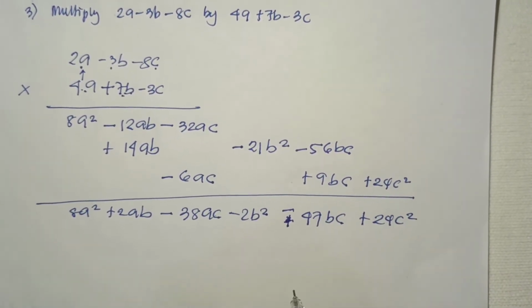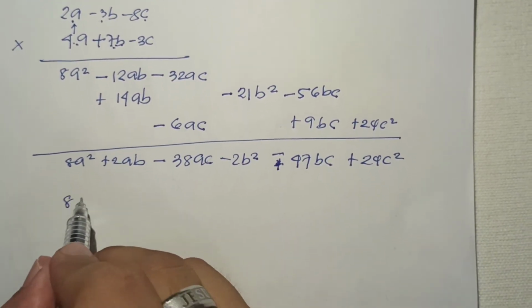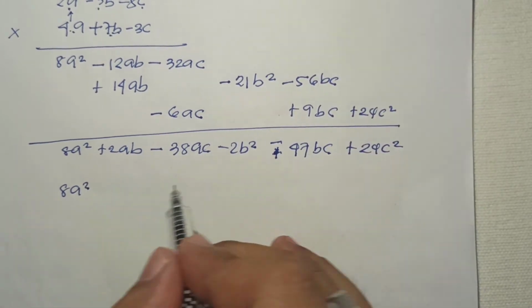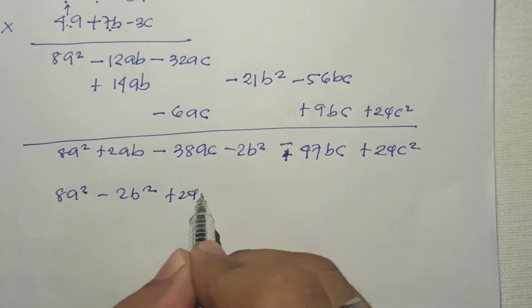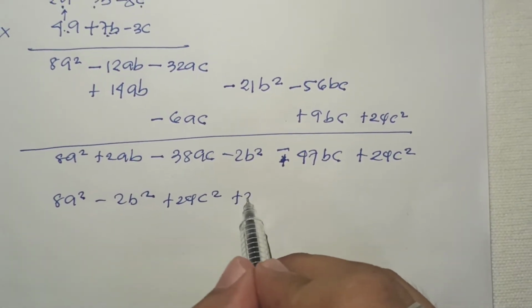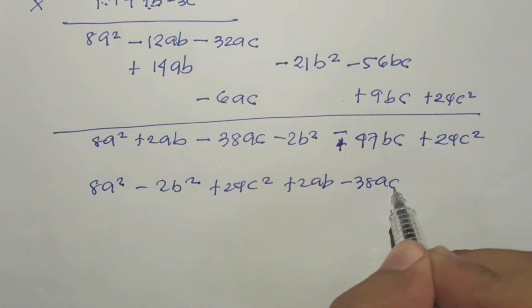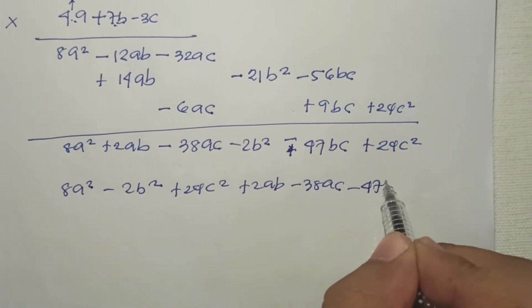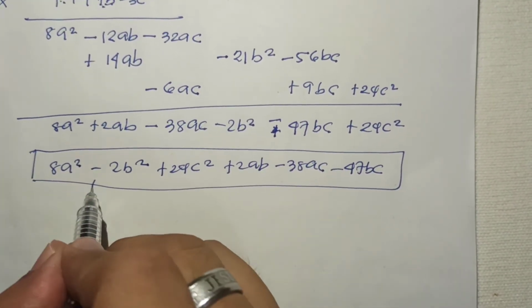So we are going to arrange it in descending order. So starting with 8a squared minus 2b squared plus 24c squared. Then add this part next, plus 2ab minus 38ac minus 47bc. So this is the final answer for this part.